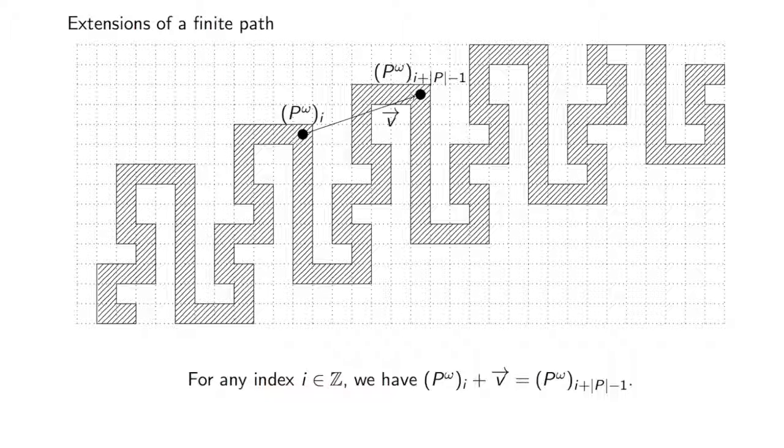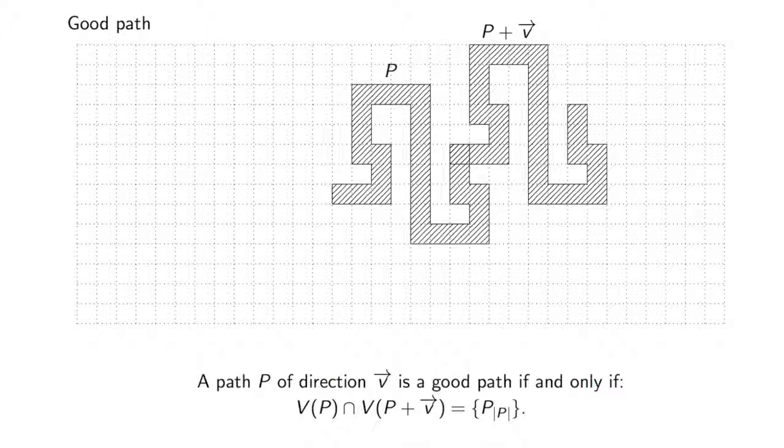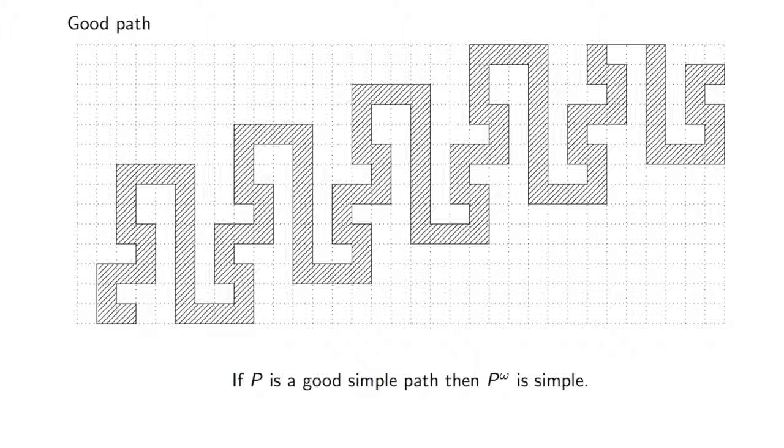Now, we remind that all the extensions of P are obtained by concatenation and that the concatenation of two simple paths is not necessarily simple. In our example, the path P and its extensions are all simple. Nevertheless, it is possible for the extensions of a simple path to not be simple. To deal with this problem, we introduce the following notion. A finite path P is good if and only if the last position of P is the only common position between P and its translation by V. Then all the extensions of a finite good path are simple. This result was published before in the article titled To Rule Them All.